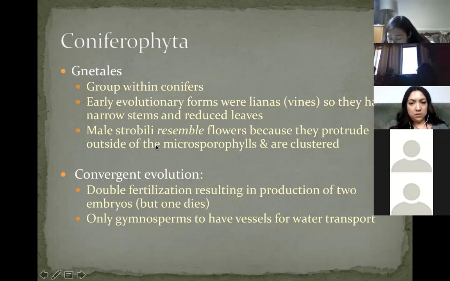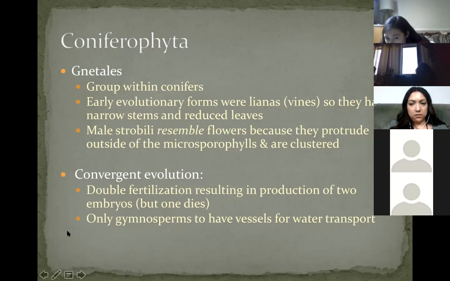And then not only that, they also have double fertilization, which is another characteristic that angiosperms have, which results in the production of 2 embryos. So remember that with the pollen grain, it produces 2 sperm cells, and then even in the archegonia, it has 2 eggs as well. So usually with double fertilization, both of those eggs will get fertilized, but one of them still usually dies.